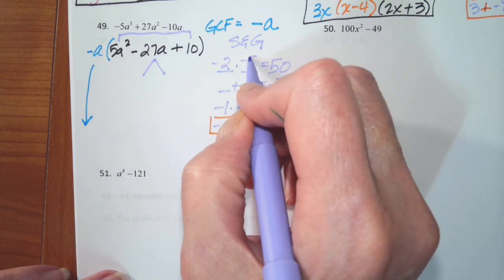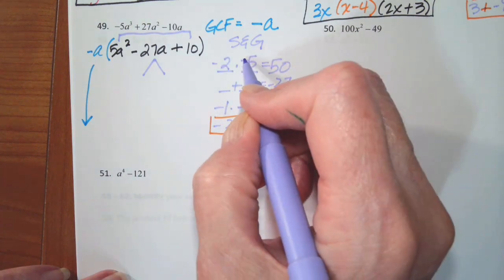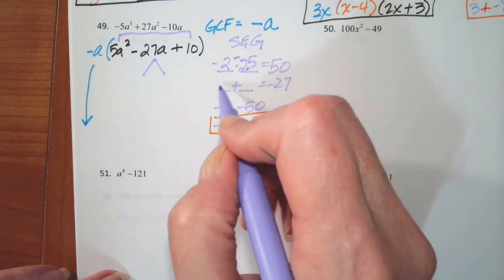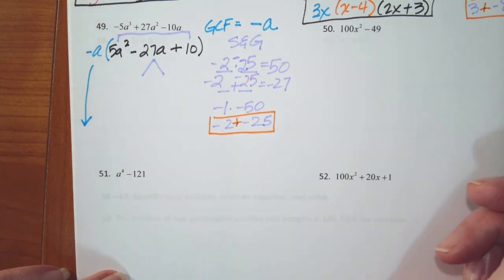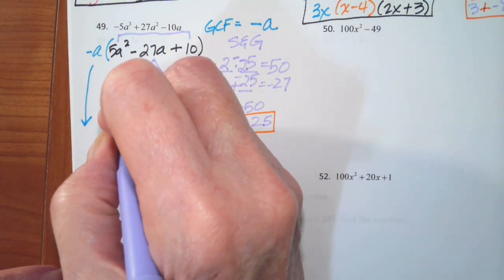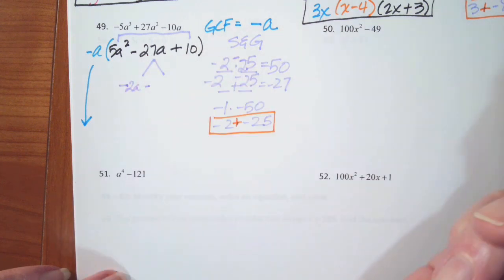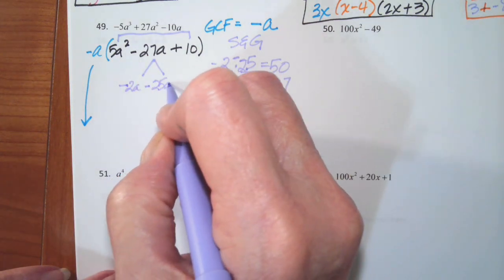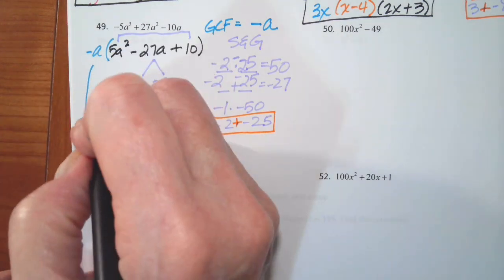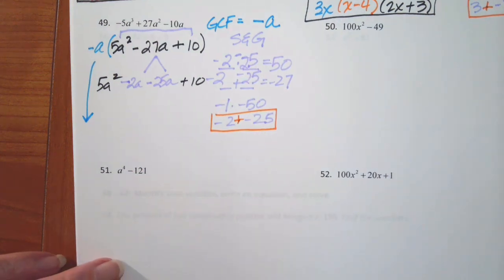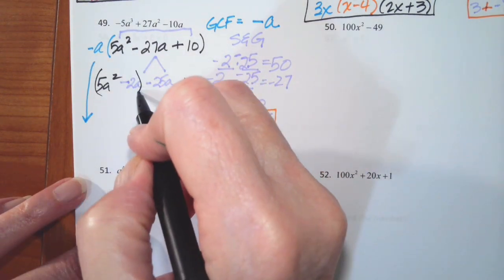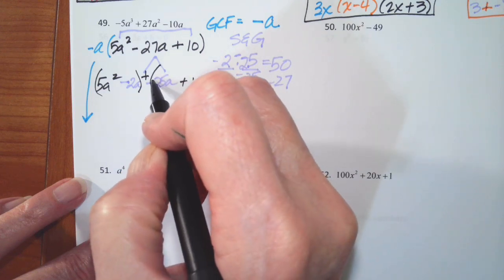So negative 2 times negative 25 is 50. Negative 2 plus negative 25 is negative 27. So this becomes negative 2a minus 25a. Bring down the 5a to the second and the 10. Okay, I'm going to group them now, but I've got that negative sign, so I have to remember this becomes plus negative.